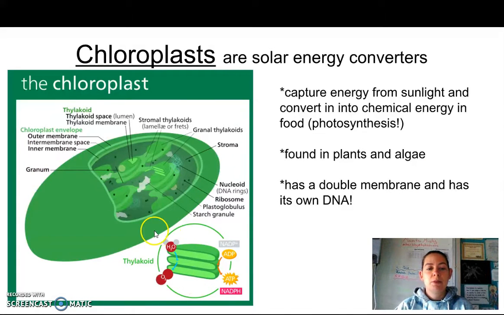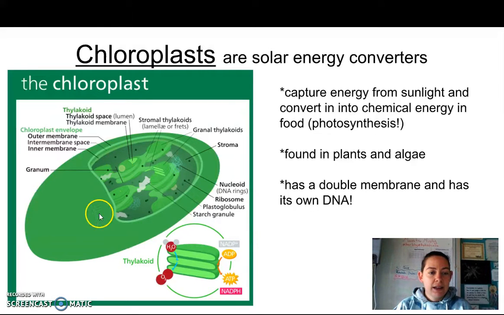Chloroplasts are pretty cool little things, but they're not in all eukaryotes, only in the ones that do photosynthesis. So who's that? Plants and algae. These guys are these nice green sort of lima bean shapes. They capture the sun's energy and turn it into carbohydrates, remember, like sugars. And that sugar is a way of storing chemical energy in the cell.